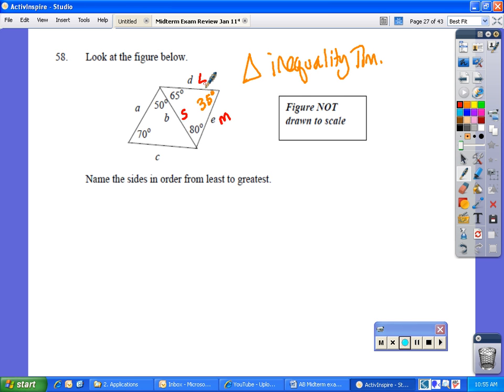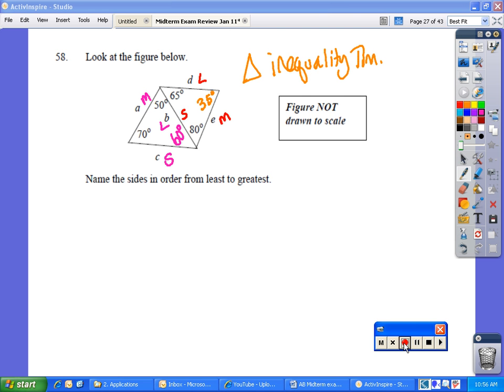Okay, let me go ahead and do the same thing for the other triangle. This is 50 and 70, and 50 plus 70 is 120, and 180 minus 120 is 60 degrees. So let me go ahead and label this. This is small, medium, and large.